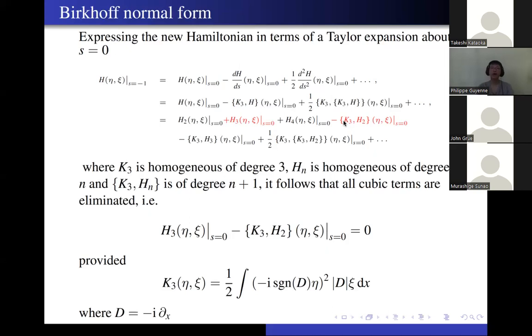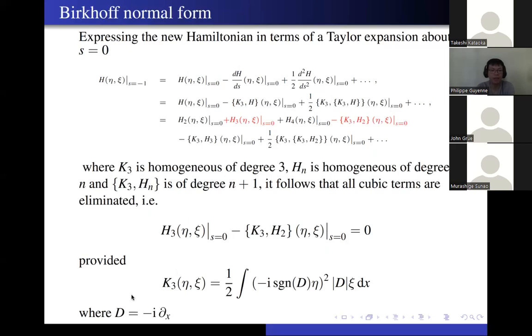And so if you want to remove all the cubic contributions from the Hamiltonian, then you want to set these two terms to zero. So this is an equation relating H3 and H2, which are given, and K3 that you're looking for. Therefore, if you can solve this for K3 given H3 and H2, then you can define your normal form transformations to eliminate all the cubic terms in the problem. And it turns out that you can do that. And the K3 that solves this equation here is given by this form down here. So indeed, it is cubic in η and ξ.